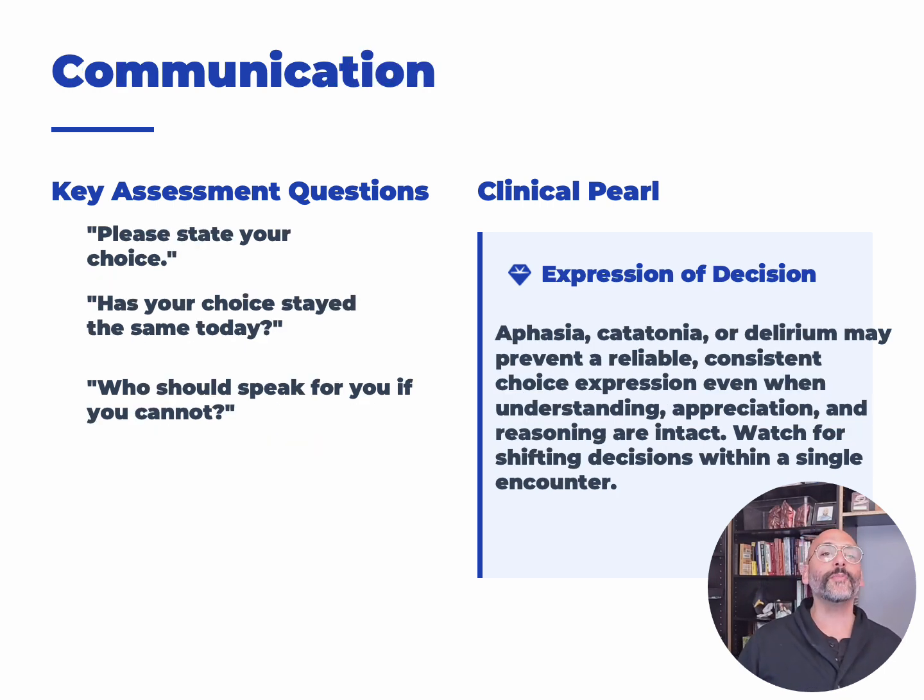And the final domain is, please state your choice. See, you have to have an ability to communicate, and it needs to be consistent over time. So has it stayed the same today? Who should speak for you if you cannot? Even if the first 3 domains are intact, understanding, reasoning, and appreciation, aphasia, delirium, and catatonia can block this reliable expression. So you're also assessing for consistency and stability of choice. If they can't communicate it, then they don't have capacity.